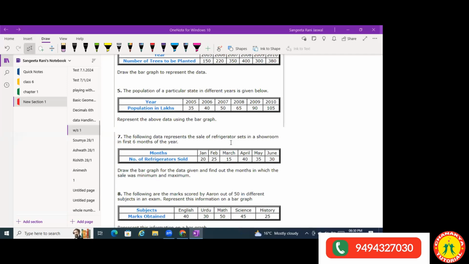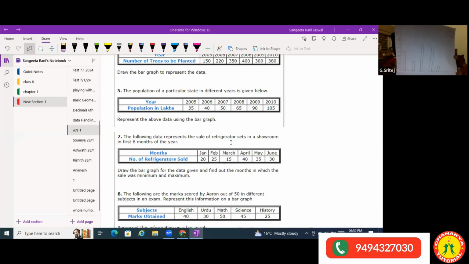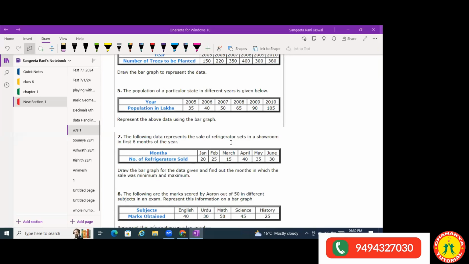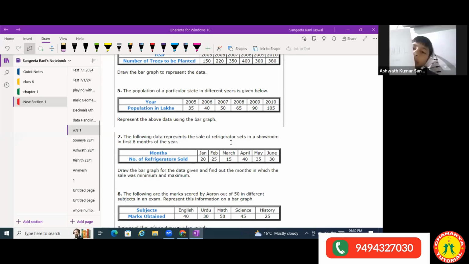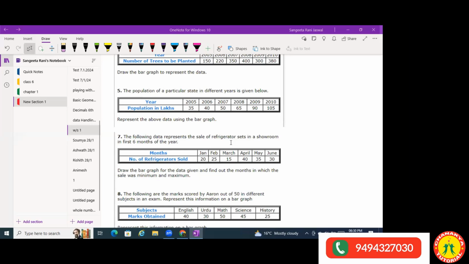Ma'am, is this fine? Yes, this is fine now. So children, always be careful. There should be an equal gap between each bar. Yes, Ashwat, hold it closer to the camera.